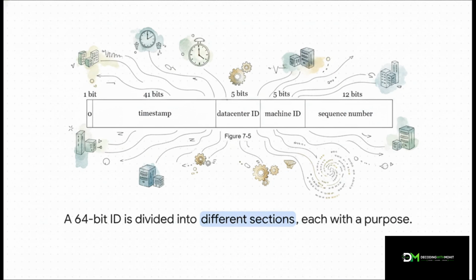And this, right here, this is the secret sauce. This is the genius of the whole concept. A 64-bit Snowflake ID isn't just one number. It's a composite, a little package made up of 4 different sections. So let's break down how each part works together to build our perfect ID.